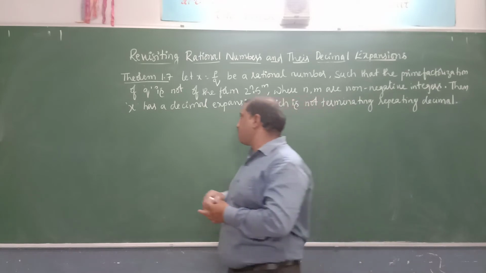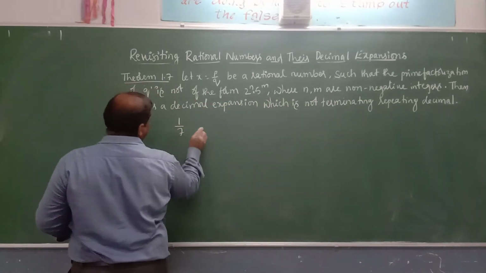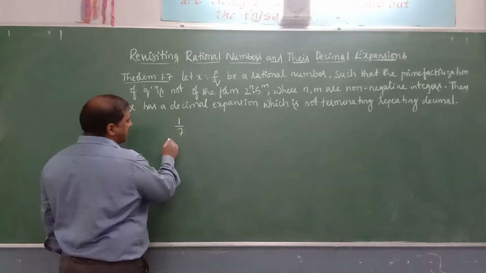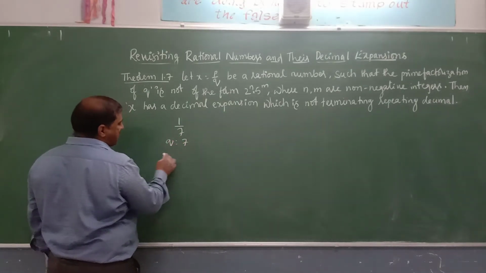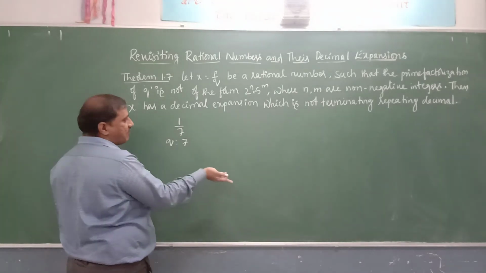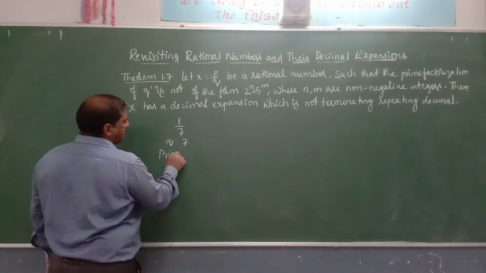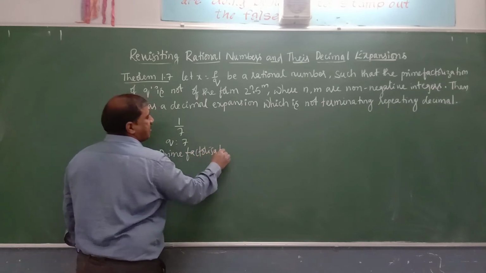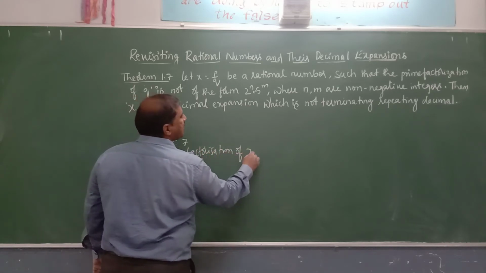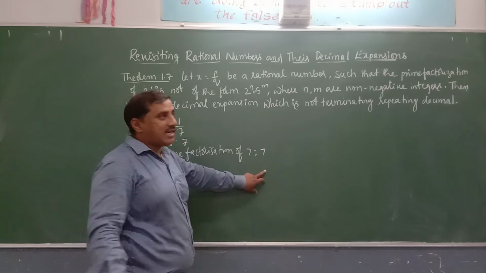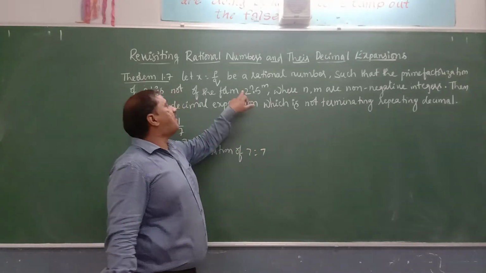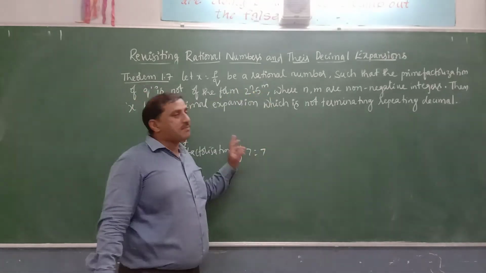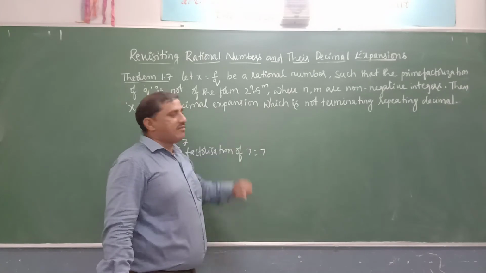We will see some examples. We take 1 by 7. Here q is equal to 7. So the prime factorization of 7 is 7 itself. It is not in the form of 2 to the power of n into 5 to the power of m, or it does not contain the prime factors 2 and 5.